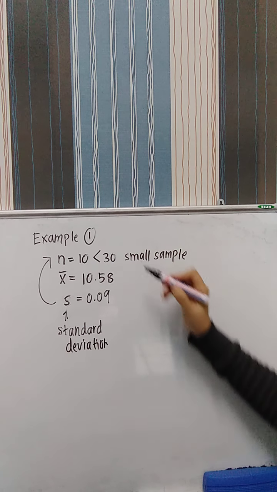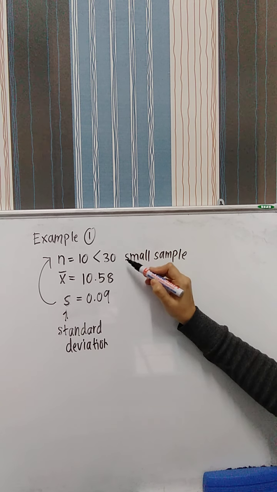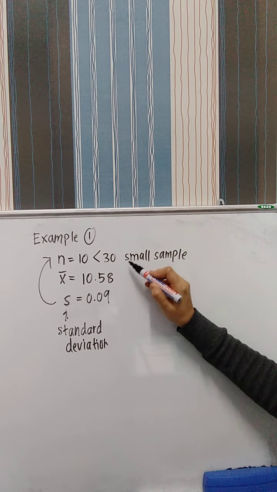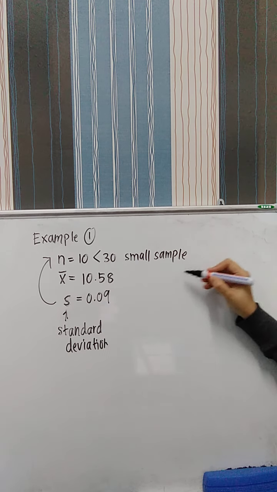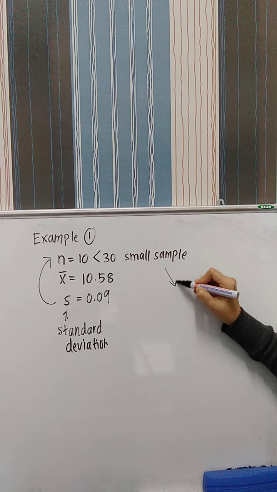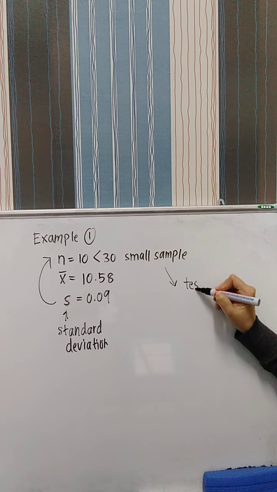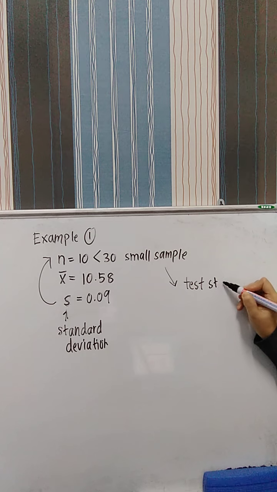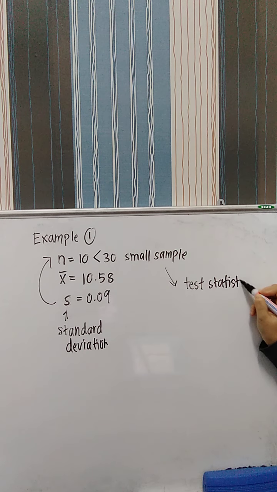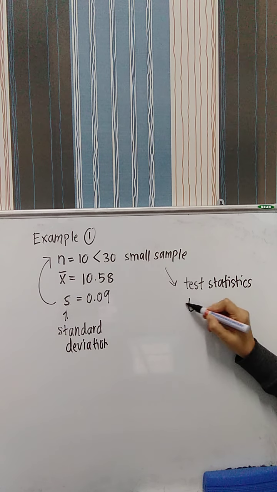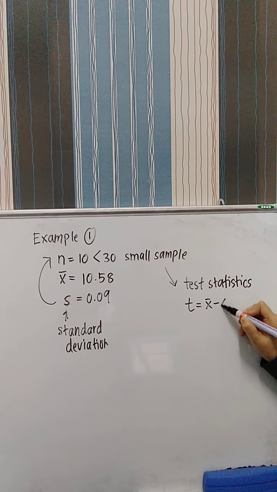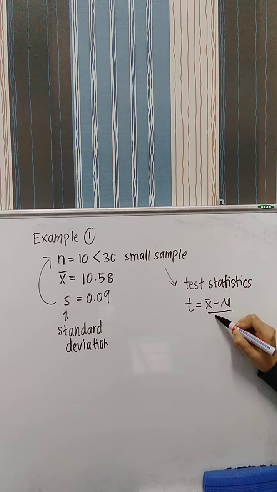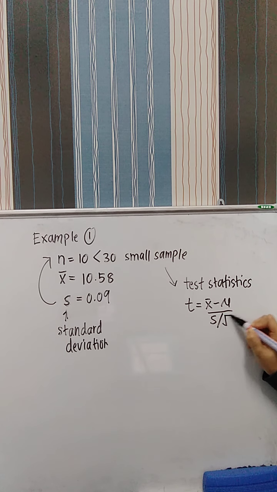Okay, so the n is a small sample and you have the standard deviation from the sample. So your test statistic is a t-test. You must use t equal to x bar minus mu over s divided by square root n.